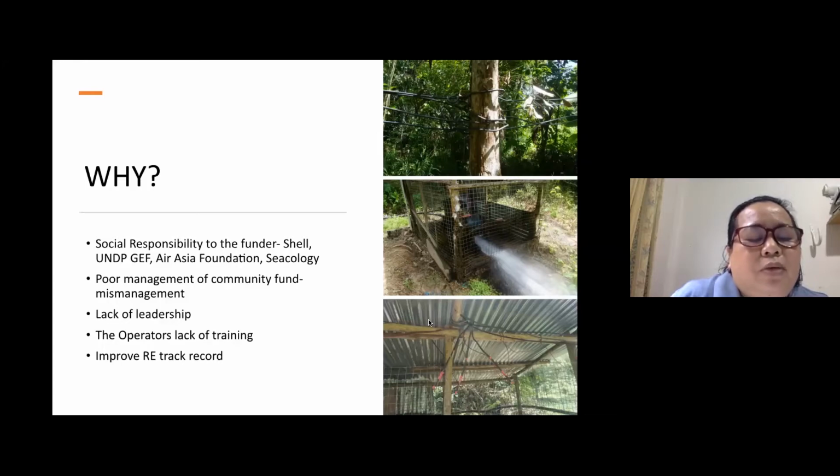And also, we want to improve renewable energy, especially micro hydro, in Malaysia. As we can see in the picture here, this is done by another organization. It's an example of how they put their transmission line. They just put it on a tree, which is very dangerous if any of the villagers touch it. And you can see in the powerhouse, the wires are hanging around.